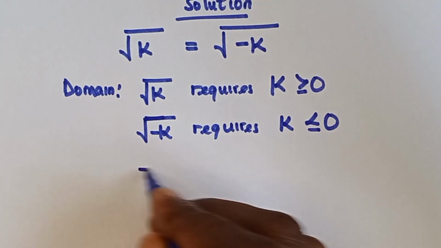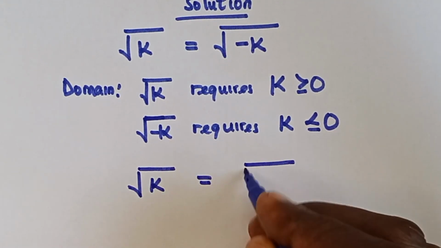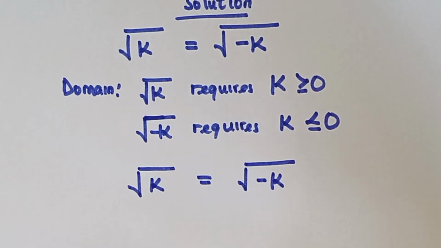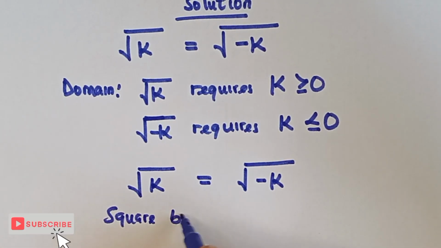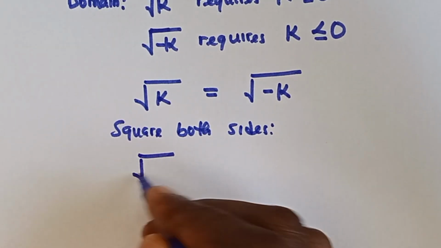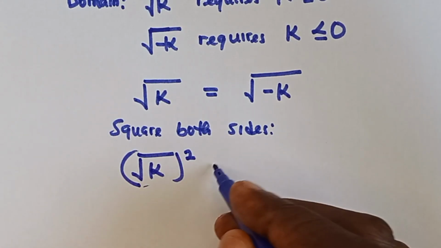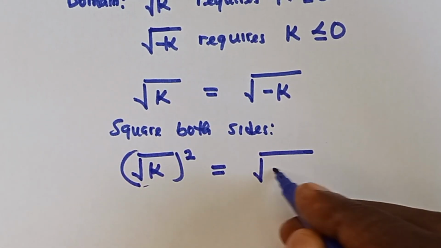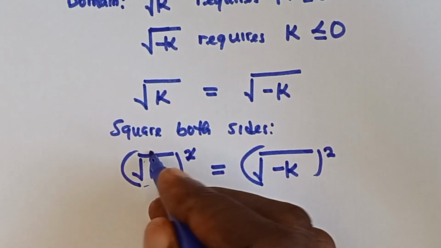Now let's go back to what we have. We have square root of k equals square root of minus k. Let's square both sides. Okay, so that means we have the square root of k squared, and then we have the square root of minus k squared. So the square cancels the square root.